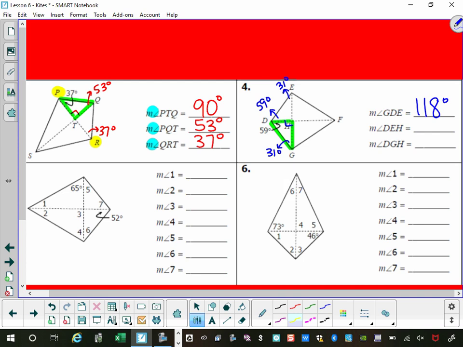What's the measure of DEH? 31 degrees. What about the measure of DGH? 31 degrees.